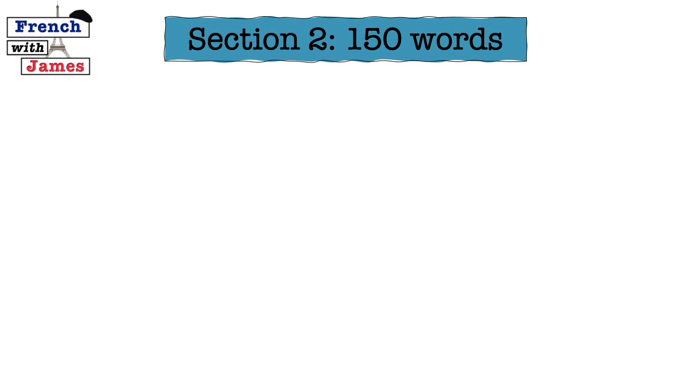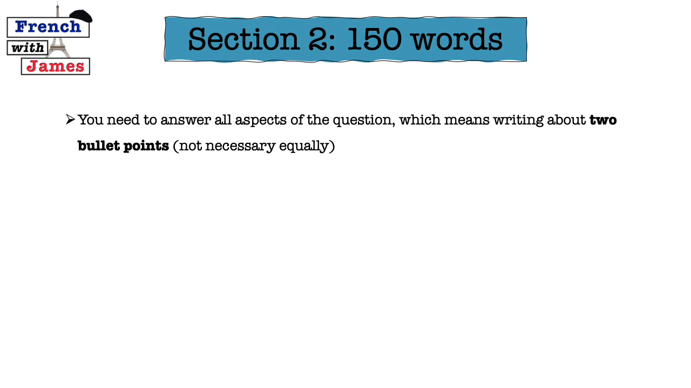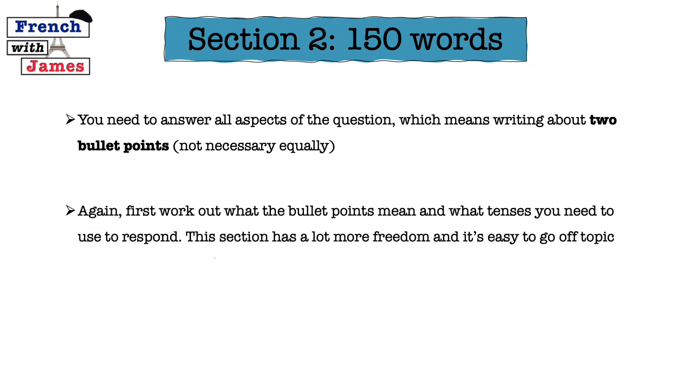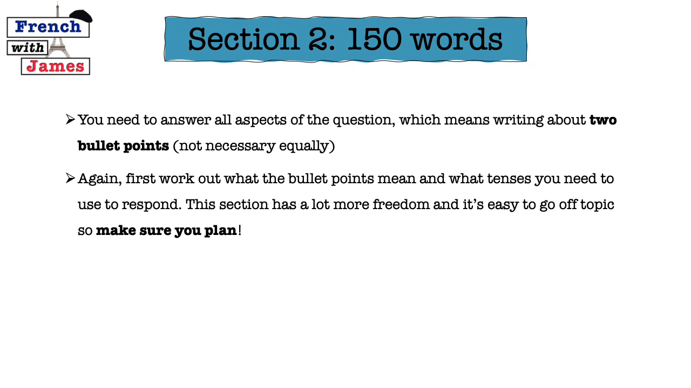Moving on to look at section 2, which is the 150-word question. This one, again, requires you to answer all aspects of the question, which means writing about 2 bullet points this time. And again, not necessarily equally. It doesn't have to be 75 words on each. You could write 60 words on one and 90 words on the other. That would be fine.